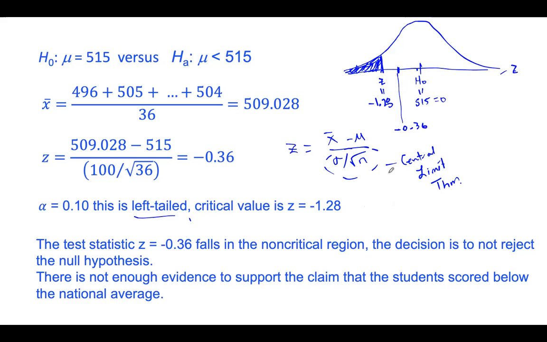So once we get that data, does this fall in the rejection region? No, right? This is where we reject, and this is where we accept. So this test statistic that we just calculated falls in the accepted region, not the rejection region. Therefore, the decision is to not reject the null hypothesis. So there's not enough evidence to support the claim that students scored below the national average. So no.